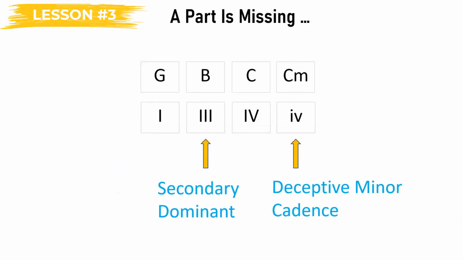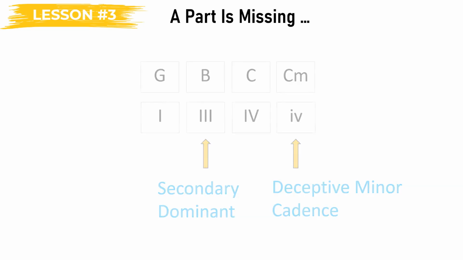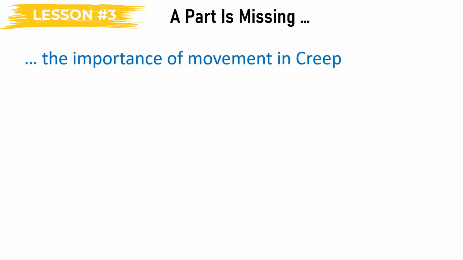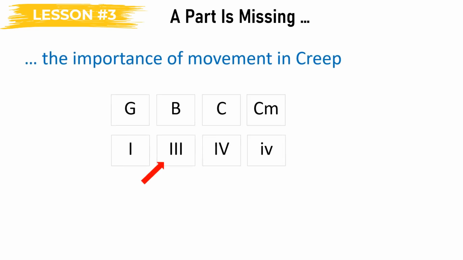B is a secondary dominant. Fourth minor is a Deceptive Minor Cadence. But why are these chords used? I think that in Creep they wanted to create a looping piece with a specific harmonic movement. Tension, more tension, introduction of release, complete release. And to do that they identified the necessary chords.